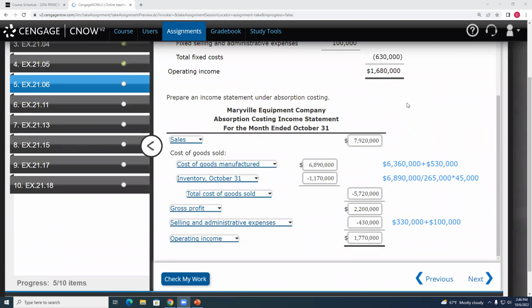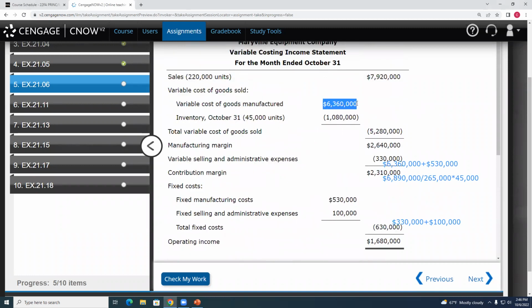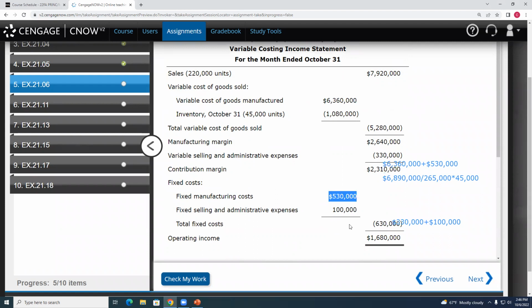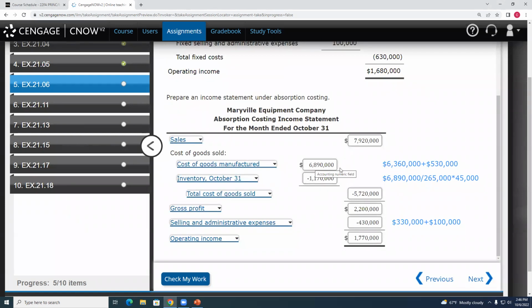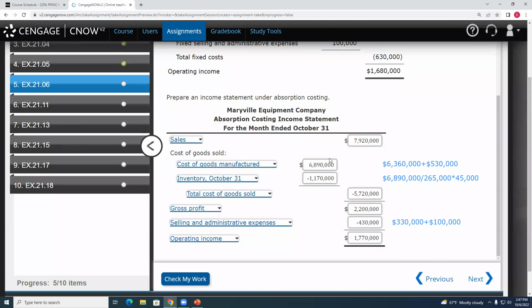Okay, so let's take a look at exercise 5. Our sales, of course, are the same as they were under variable costing. But for our cost of goods manufactured, we needed to add together the variable cost of goods manufactured and the fixed manufacturing costs from here for a total of $6,890,000. To find the value of our ending inventory, which now is going to include those fixed manufacturing costs where it did not appear, this ending inventory is only the variable costs. But now we needed to include those fixed manufacturing costs.